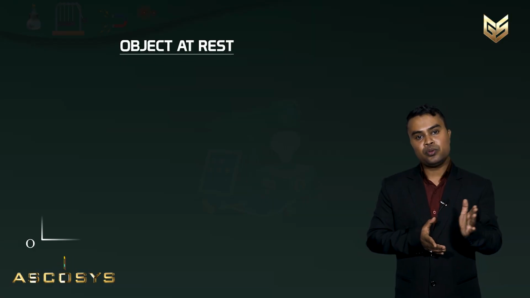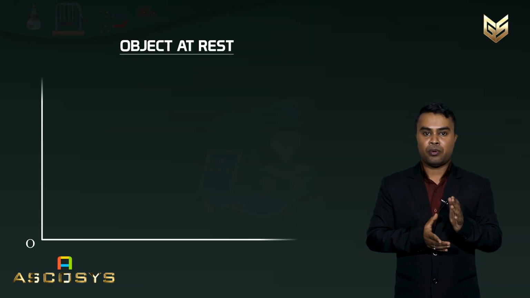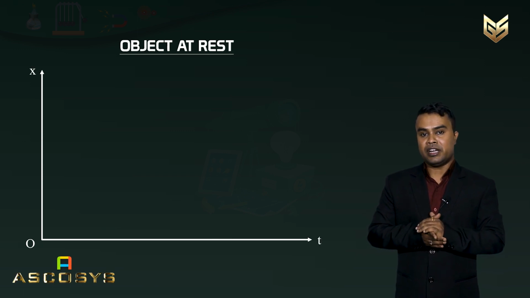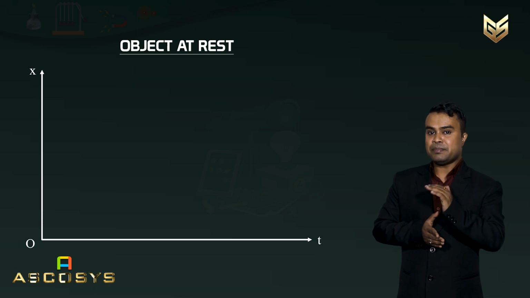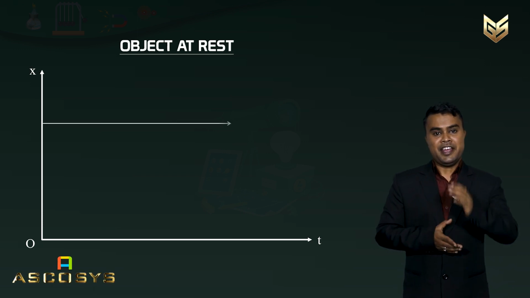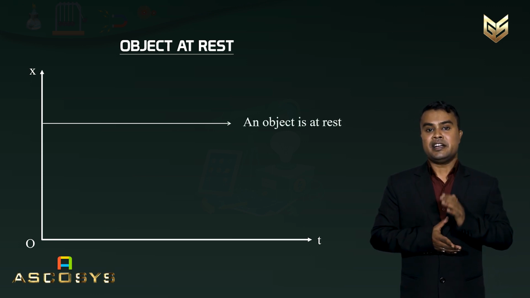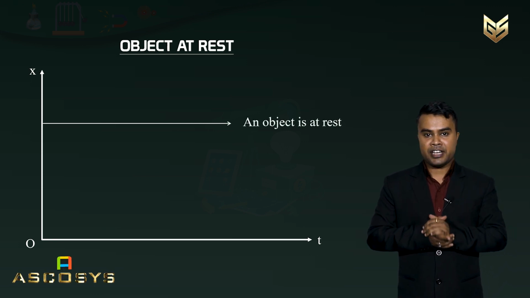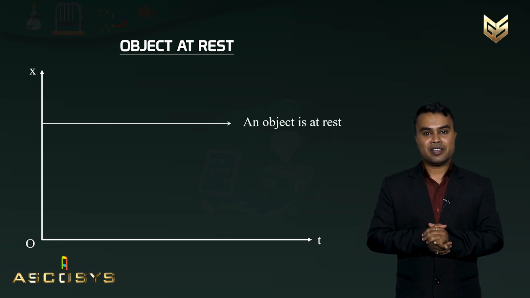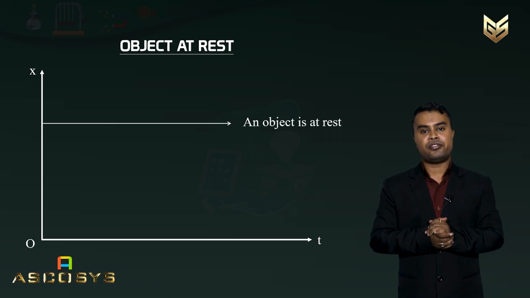Now, how about this one, when the body is at rest? We have already come across those types of graphs where the body is at rest. Ultimately, what will it be? The body is at rest means it is not changing its position with respect to time. If it does not change its displacement with the passage of time, that means the velocity is going to be 0. So the body is at rest, and the graph is as usual the same graph.